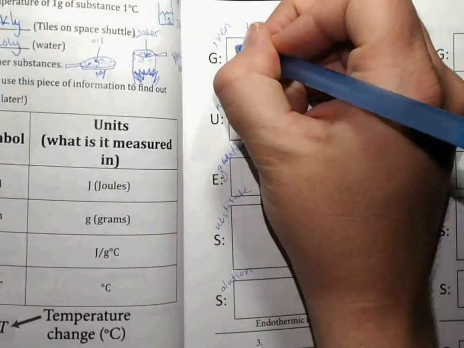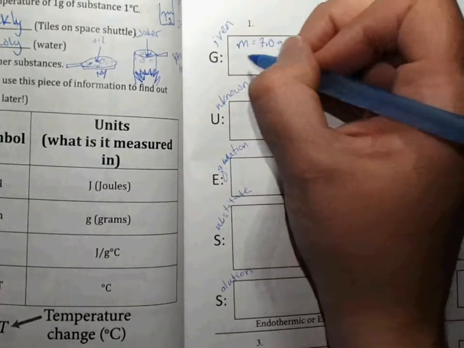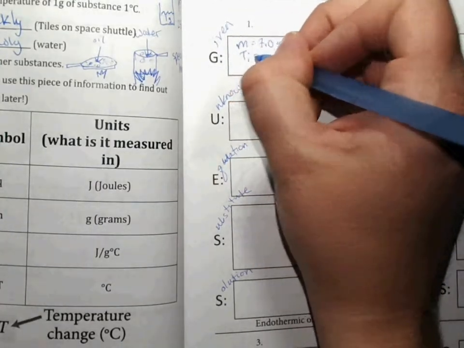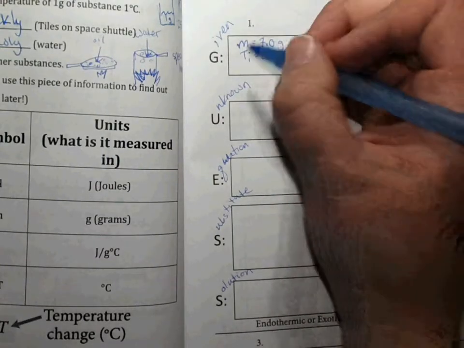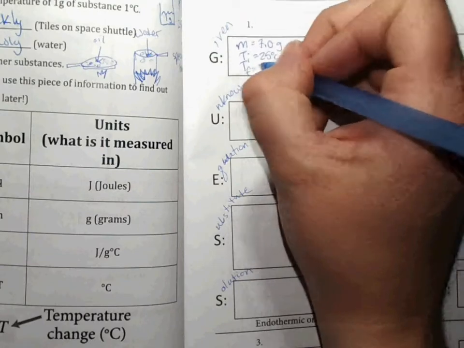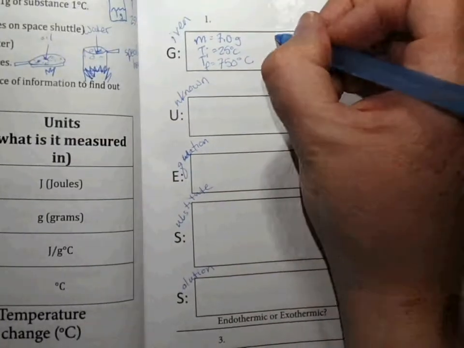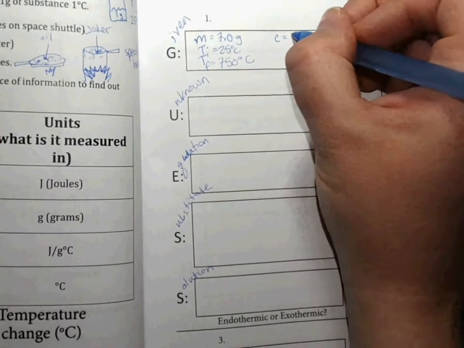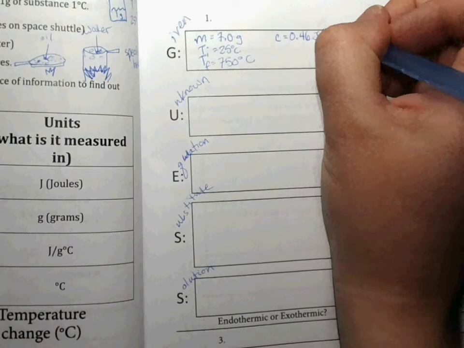So we're going to put those in our guess boxes right now, where M is 7.0 grams. Our initial temperature is 25 degrees Celsius. Our final temperature is 750 degrees Celsius. Our specific heat is 0.46 joules per gram degrees Celsius.